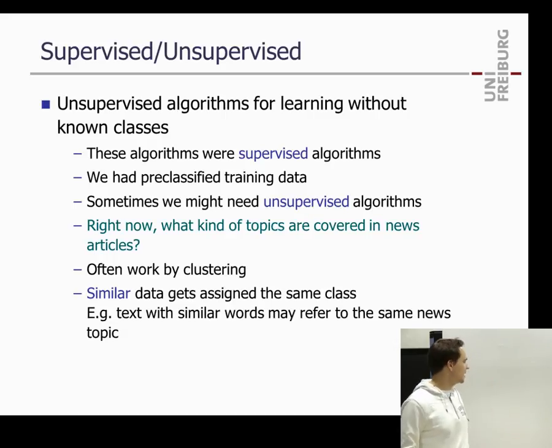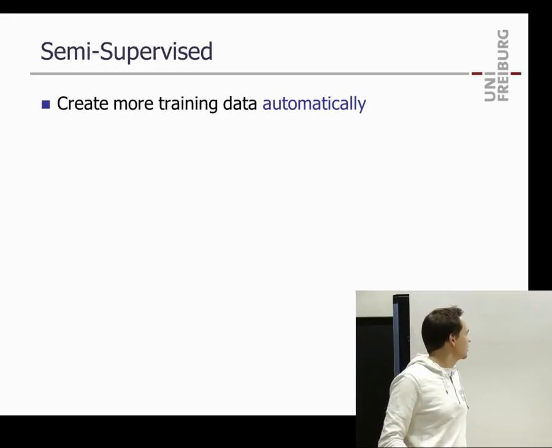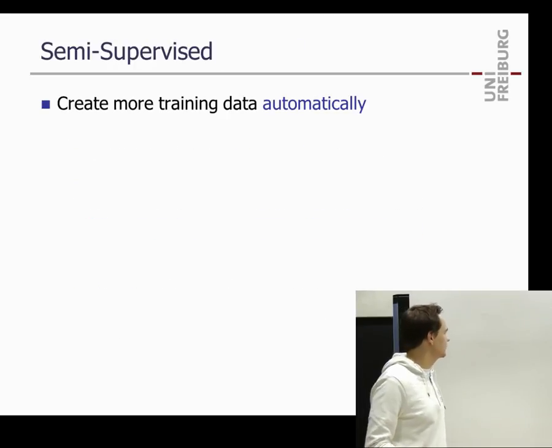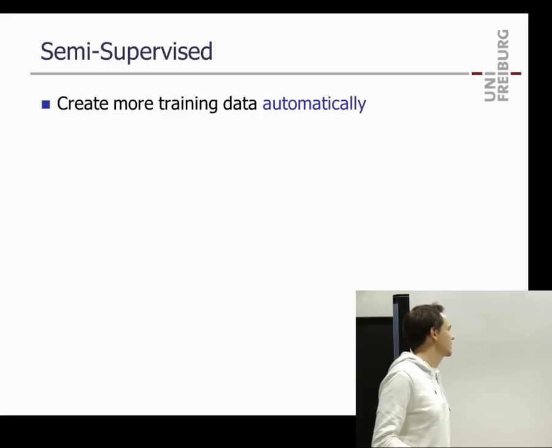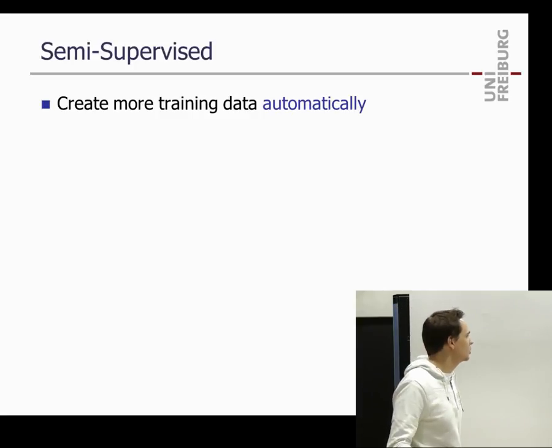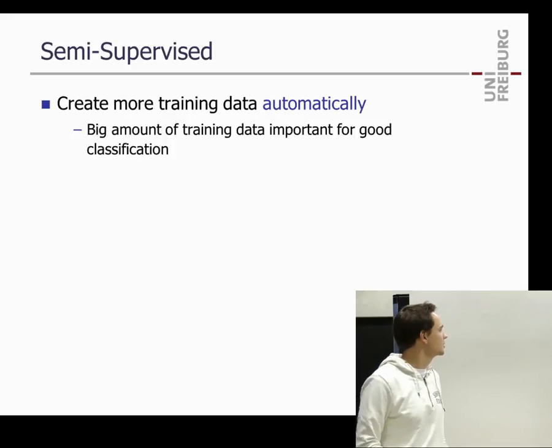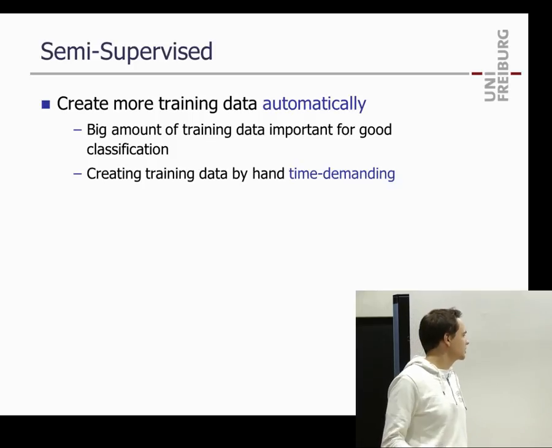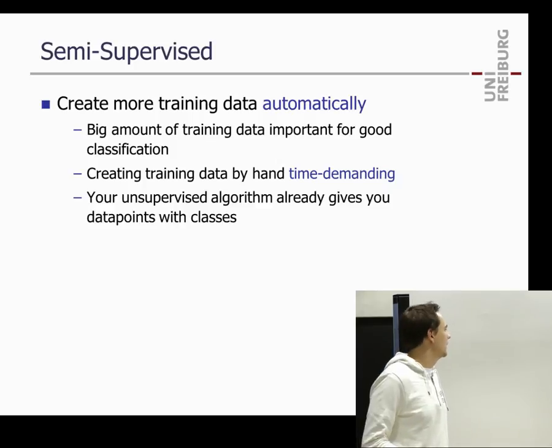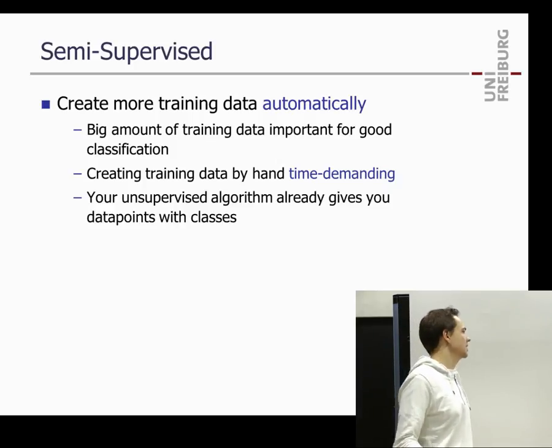Then we still don't know what the class is, but we know these are one class, these are one class, and so on. One thing that's important for your papers and for a lot of NLP is variants of that, so semi-supervised approaches. That means you try to create more training data automatically. You already know that a big amount of training data is important for good classification, but creating training data by hand is time-demanding or sometimes not possible. And your unsupervised algorithm already gives you data points with classes.